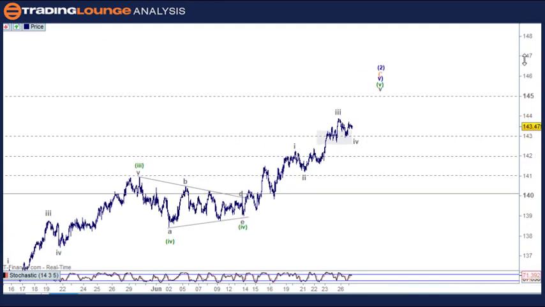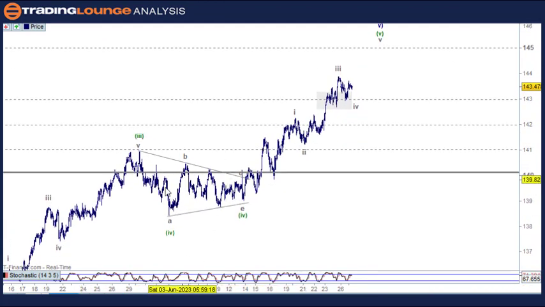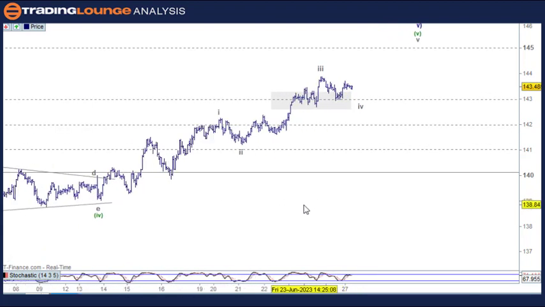As I've mentioned many times, there's different ways to count this. But if we take wave E to here, that will leave us 1, 2, 3, 4, 5. Once again, not a very nice wave 4 and overlap there. So that's a bit of an issue. But otherwise, 1, 2, 3, 4, 5 for 1 and 2. Then this 1, 2, 3, 4, 5 here. So we're looking at that.